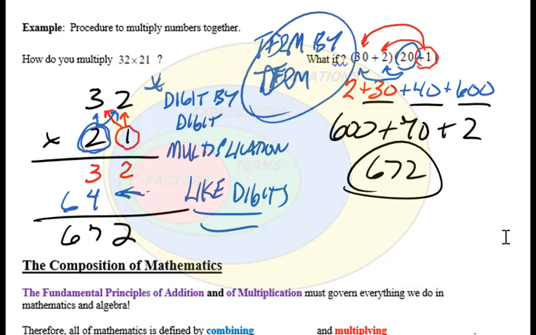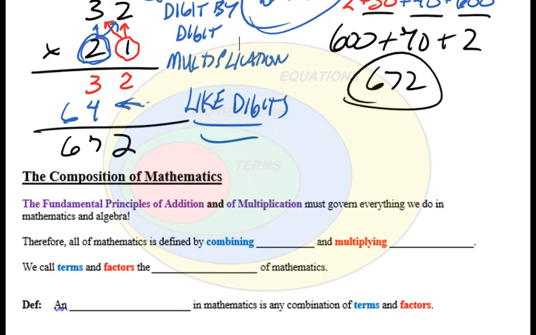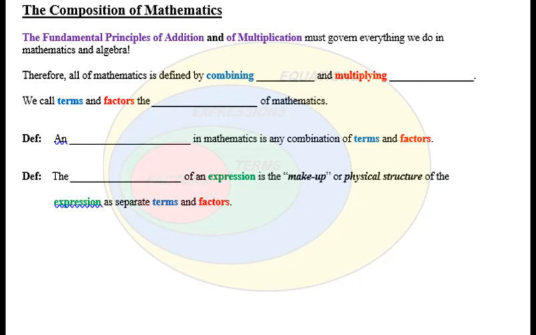Again, we'll cover this in the next section, but I just want to talk about what the composition of mathematics is. These fundamental principles of addition and multiplication must govern everything we do in mathematics and algebra. Therefore, all mathematics is defined by combining terms, and this was from the addition property, and multiplying factors. Those are really the only two things that we do in math. We combine terms and multiply factors in any order.